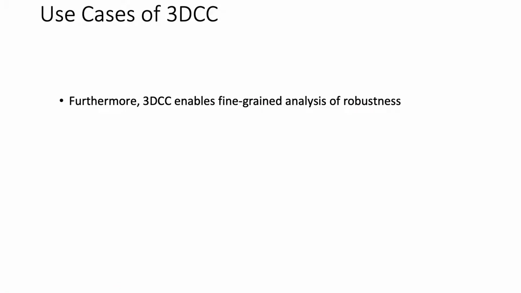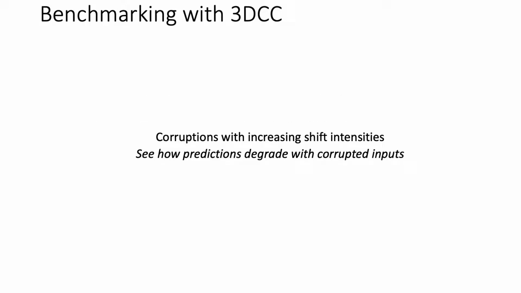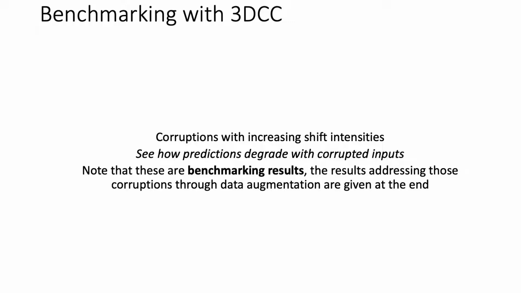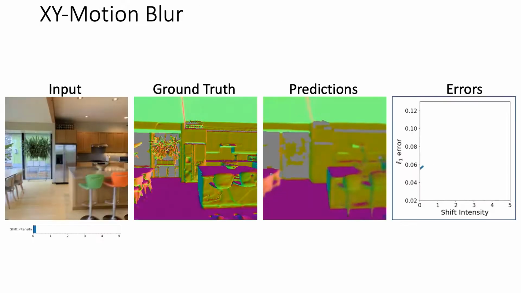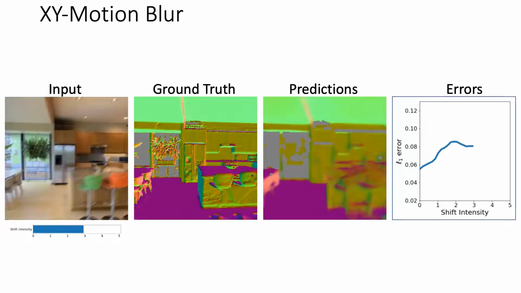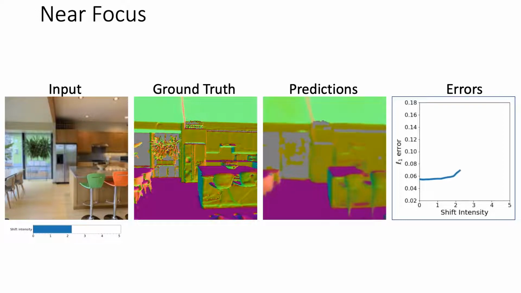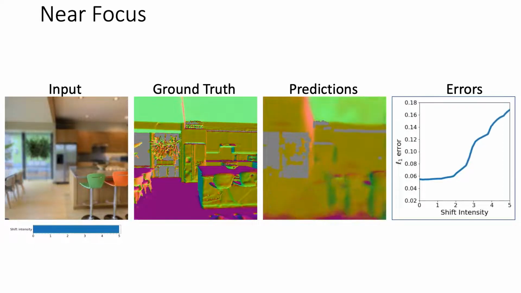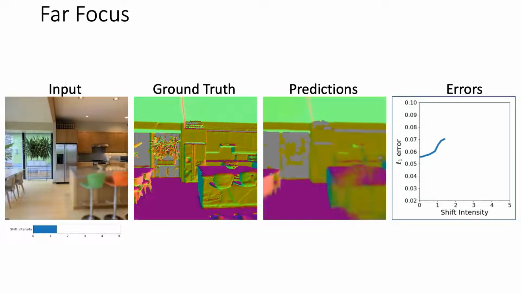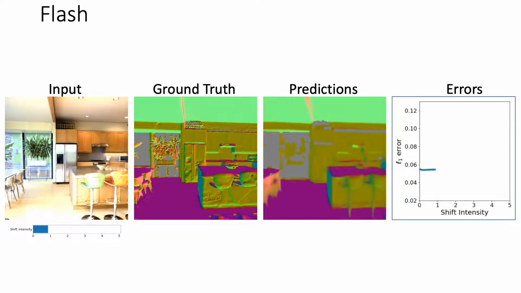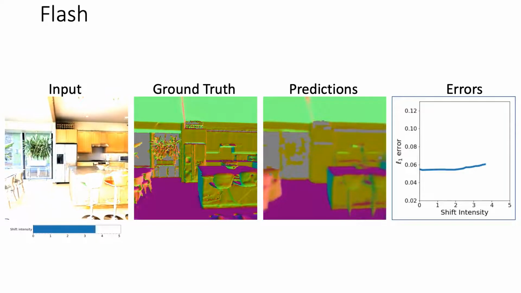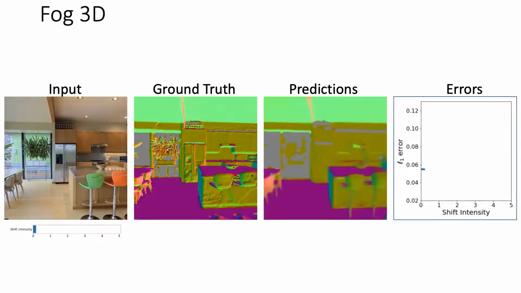3DCC also enables fine-grained robustness analysis. Let's see some results for surface normals. See how model predictions degrade. Note that these are benchmarking results, we address improving robustness at the end. Motion blur. Near focus. Far focus. Flash. Fog.